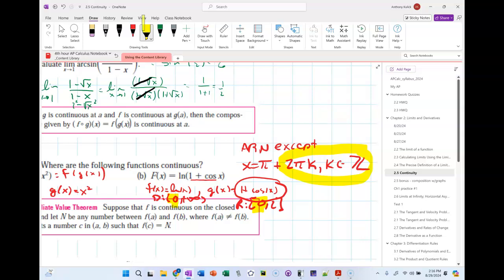In part B, it matters what g of x outputs because I can't plug every single thing into f. The domain for f is restricted. So I had to then look, okay, what specific outputs from g are going to be a problem? And I had to trace those back to the inputs that give me that problematic output.